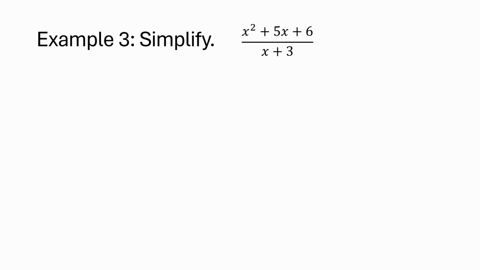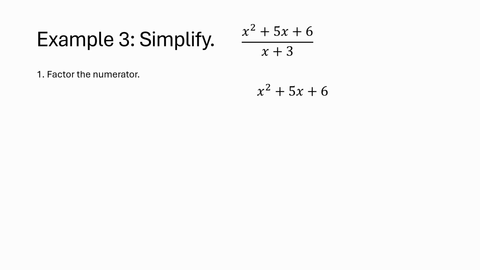Example 3, simplify. I have x squared plus 5x plus 6 all over x plus 3. So the x plus 3 in the denominator is already simplified. You can't do anything. But my quadratic on the top can be factored. So I'm going to factor the numerator.